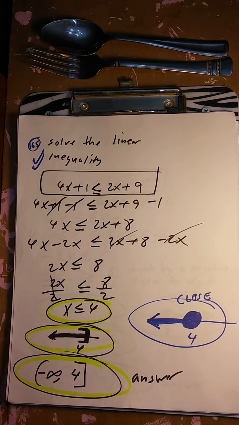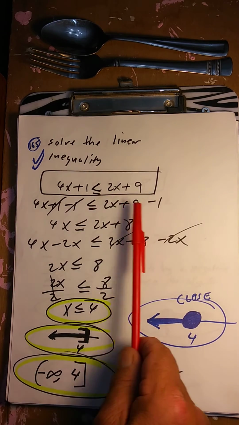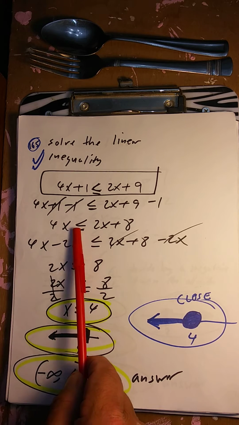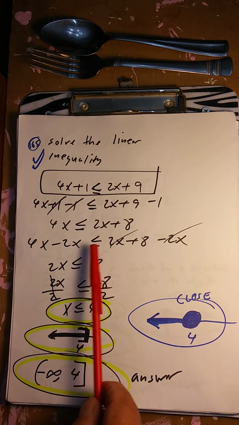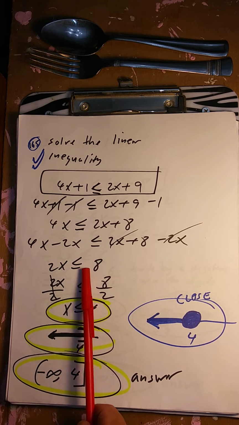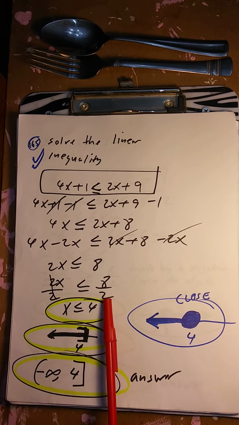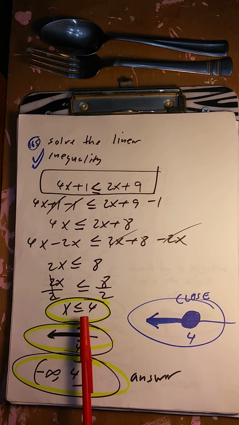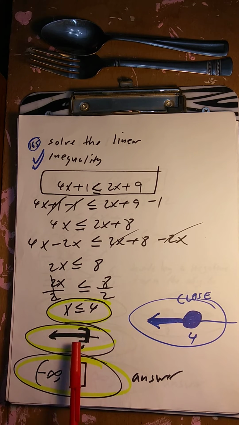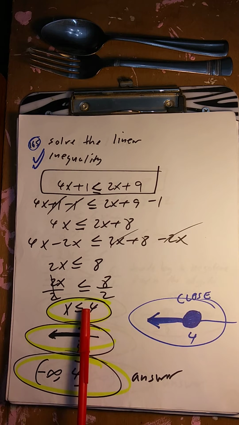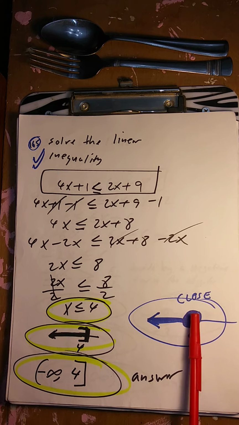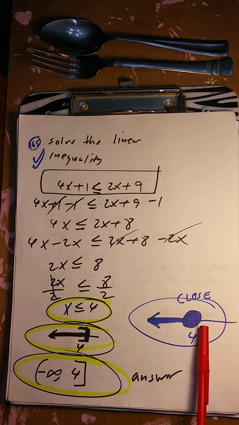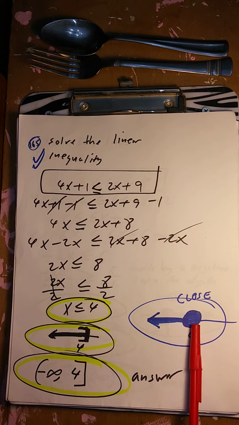Solve the linear inequality. The first thing I'm going to do is subtract 1 from both sides. So now I have 4x less than or equal to 2x plus 8. Subtract 2x, so we have 2x less than or equal to 8. Divide by positive 2, and the inequality stays exactly like it was. So x is less than or equal to 4, including the 4. Shade it in going this way from 4.